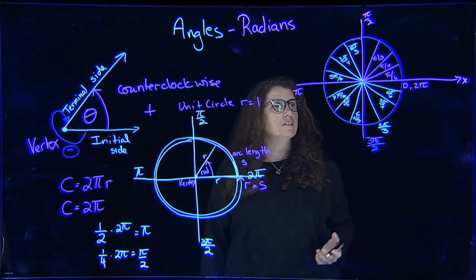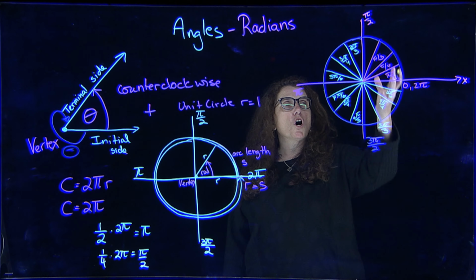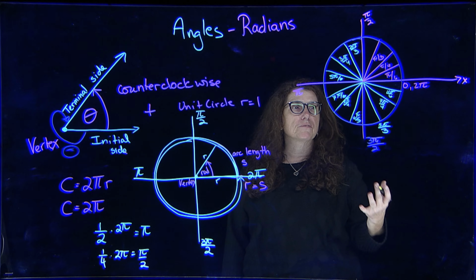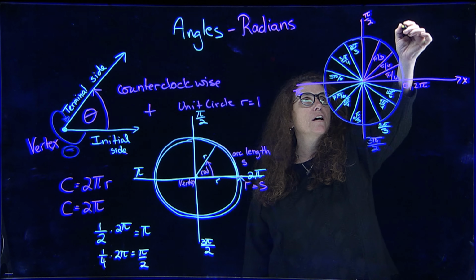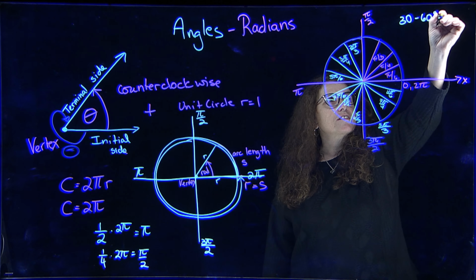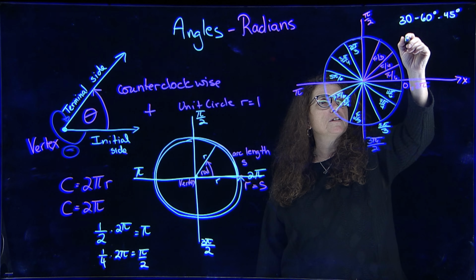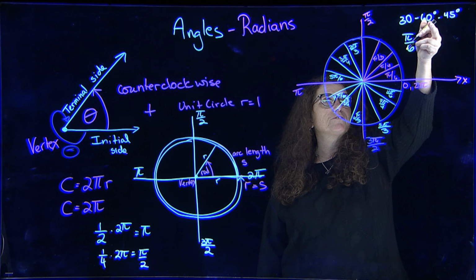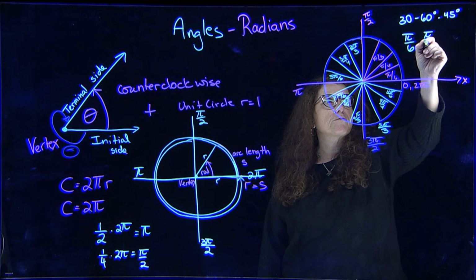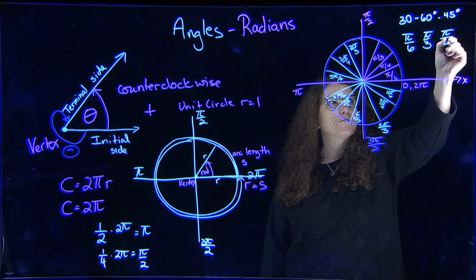Now over here, I basically drew my unit circle with all the common angles that we use in trigonometry. Now in degrees, we have the common angles of 30, 45, and 60 degrees. Equivalent in radians would be pi over 6. Now I have it in this sequence, so I'm going to write pi over 3 for 60 degrees, and 45 degrees is pi over 4.